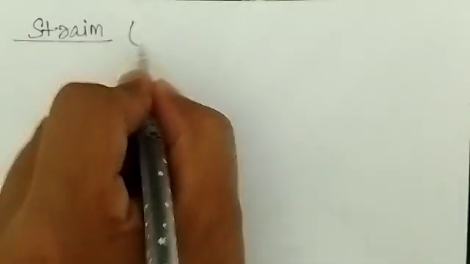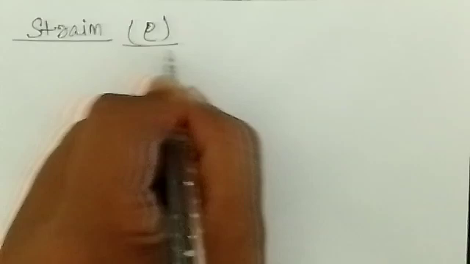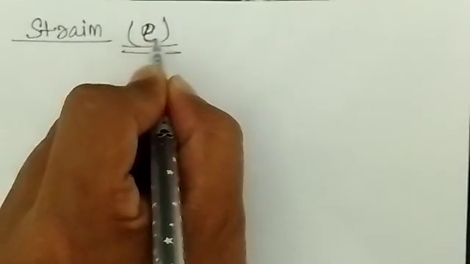So next topic you can write, that is your strain, right? So write down very fast that this is the strain. Strain we are denoting by small letter e, right? So strain is what? Simply you can say change in length to the original length, right?